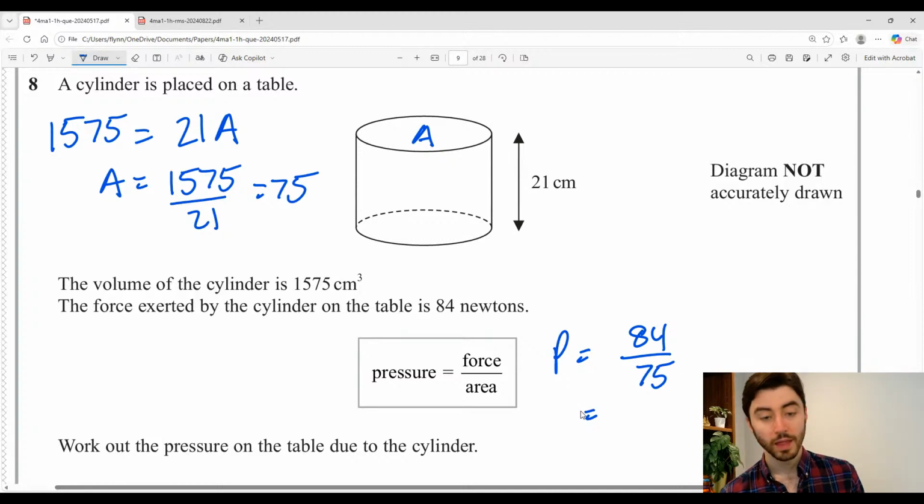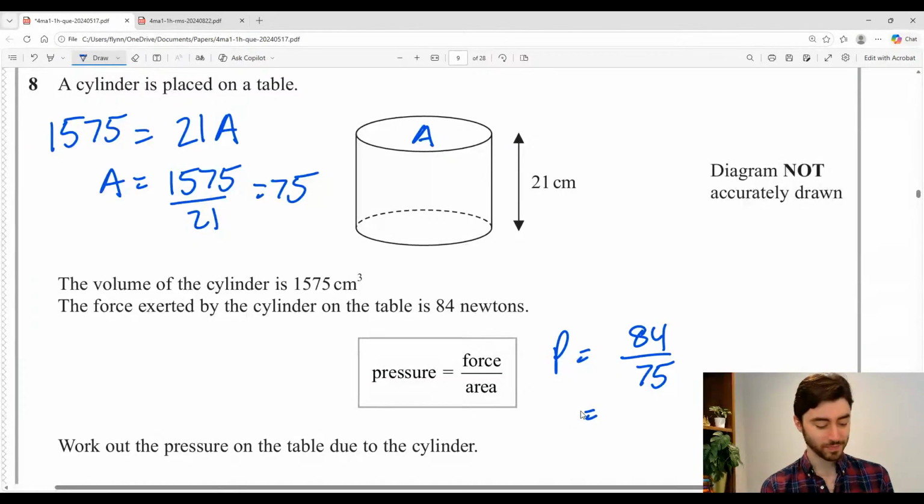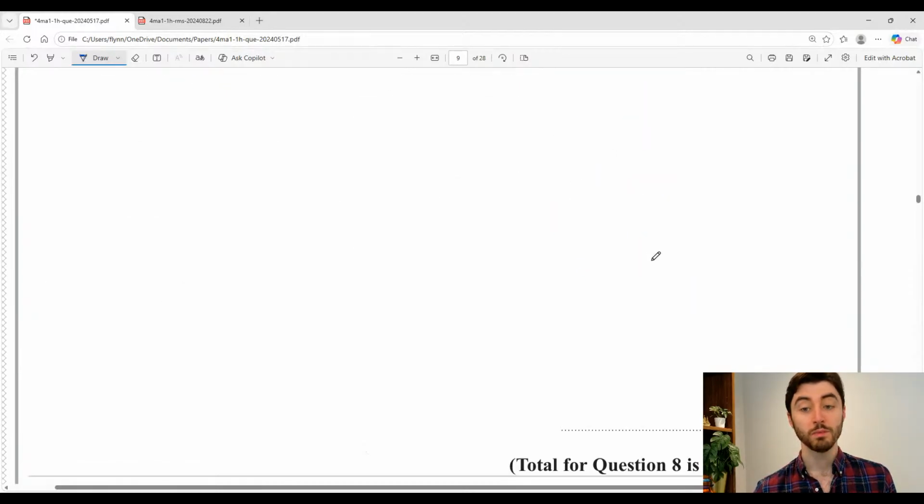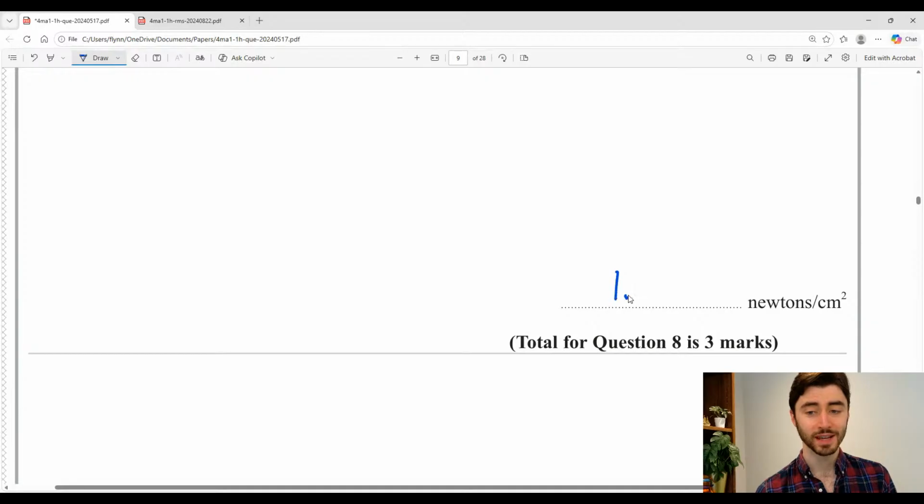Hello, hello. Apologies, I'm just doing GCSE today. Time is of the essence today, and so I'm doing something a bit simpler. So it's 1.12, but exam technique is exam technique.